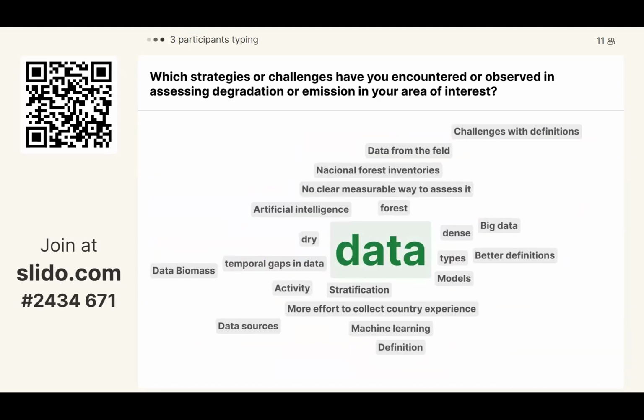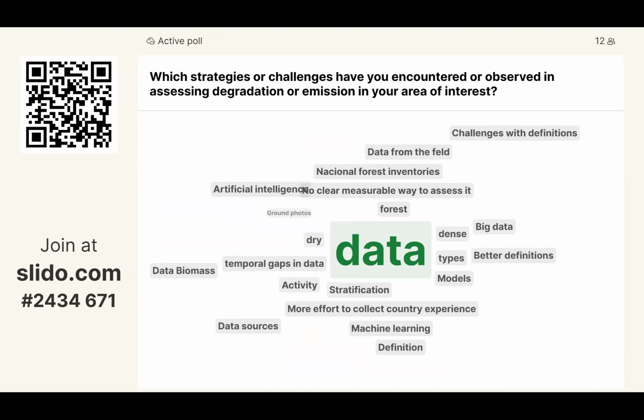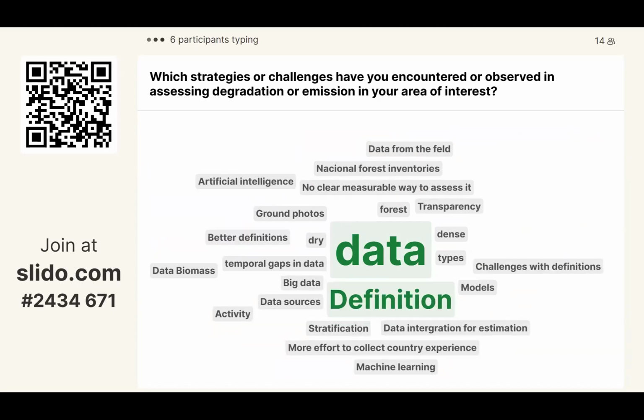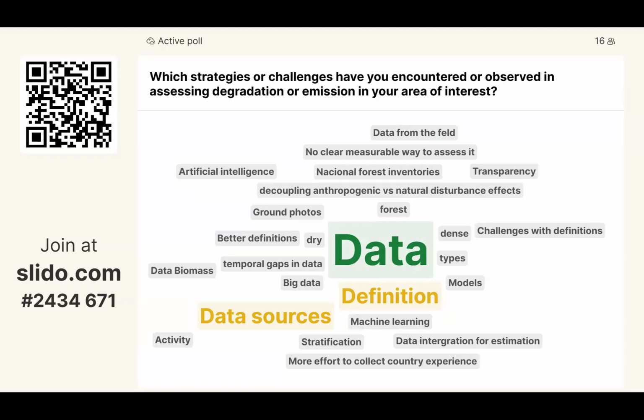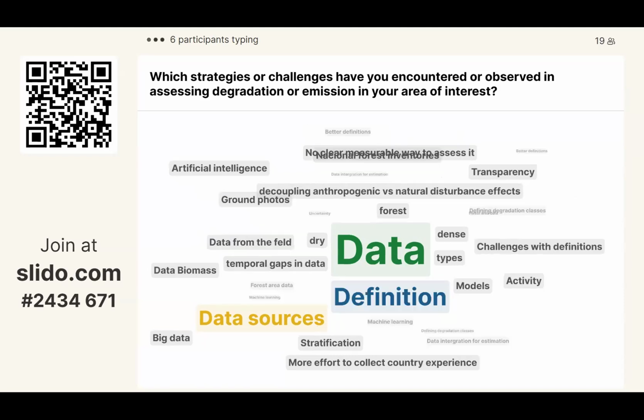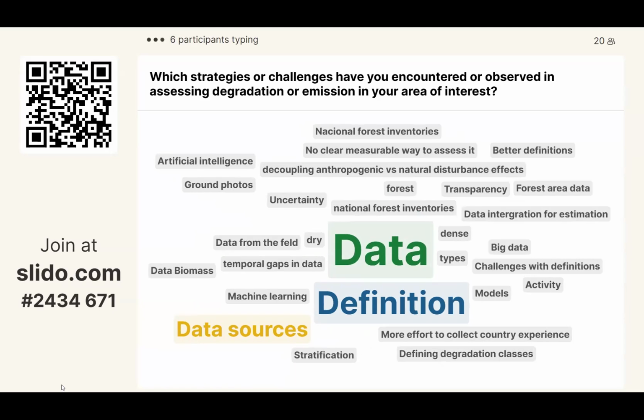Okay, this is a tough one to come up with simple one-word answers for. Let's see what we have here. Data. Yes. Quite a range of different options here, and all about the same. Let's see if we can do some aggregating on the fly. Definitions comes up several times, as we might expect. Anthropogenic versus natural disturbance effects. That's something we haven't really touched on too much, but that's obviously really critical.